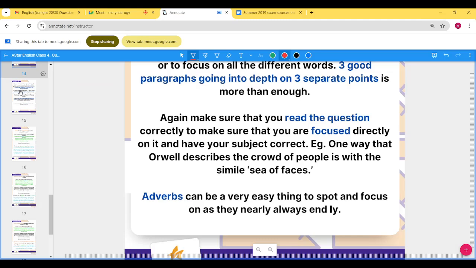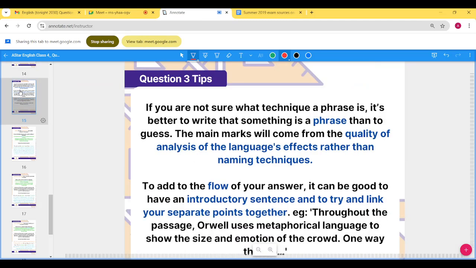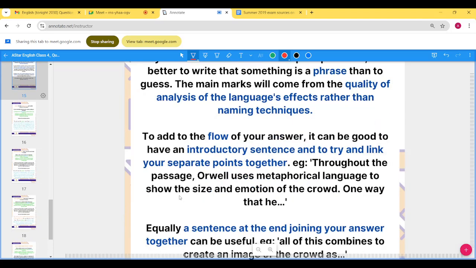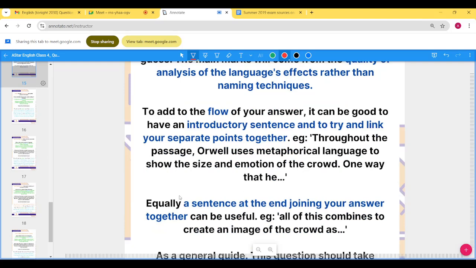All right. Now carrying on, basically just to say, as mentioned already, much better to say a phrase than to guess a language technique. Now, in terms of your answer for question 3, I think it can be good to have an introductory sentence. This is true throughout questions 2, 3, 4, 5, because it makes your answer seem sort of planned out. It gives it a flow. So if you said, for example, throughout the passage, Orwell uses metaphorical language to show the size and emotion of the crowd, and then jump into the first, it makes it feel like it all links together.